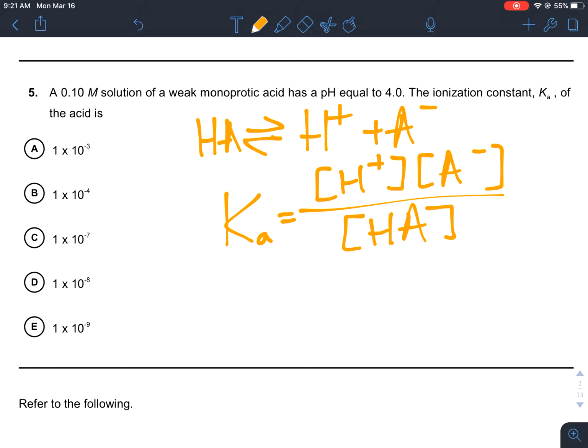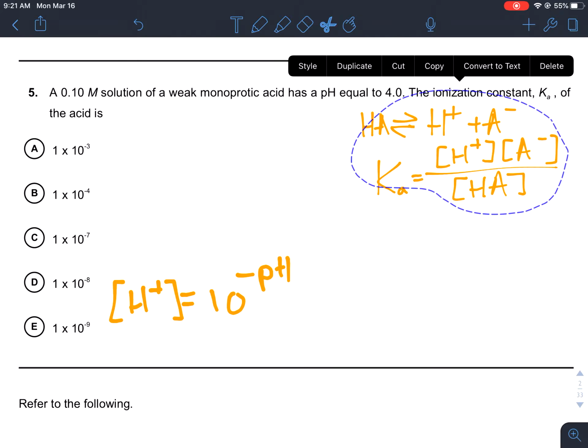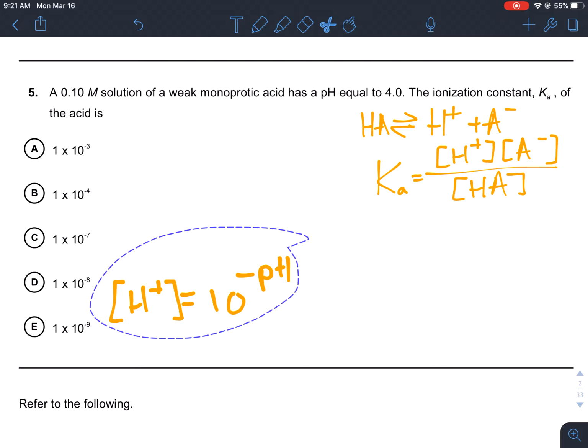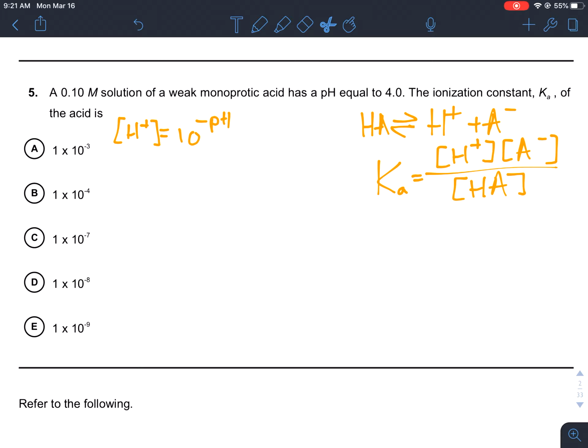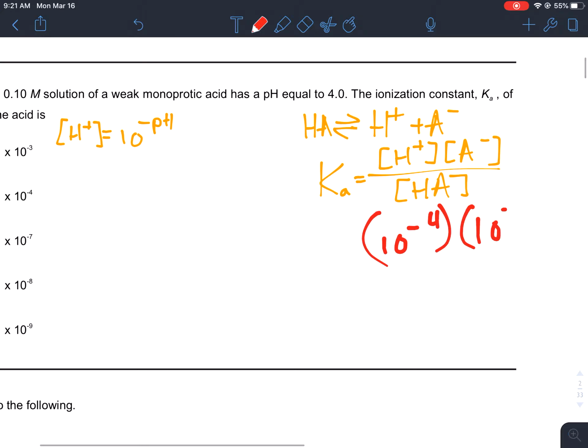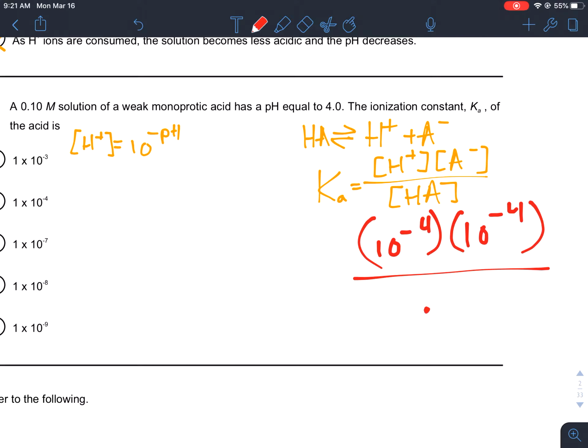All right. A 0.1 solution of weak monoprotic acid has a pH equal to 4. Well, if your pH is equal to 4, you could find out what your concentration of H plus is. Your concentration of H plus is equal to 10 to the negative pH. Let's shrink everything down a little bit. So if you have this as your H plus, you know that your H plus and your A minus are both equal. So this is going to be 10 to the negative 4, and this is going to be 10 to the negative 4. And what is your HA? Your HA is 0.1. Now some of you might be confused.